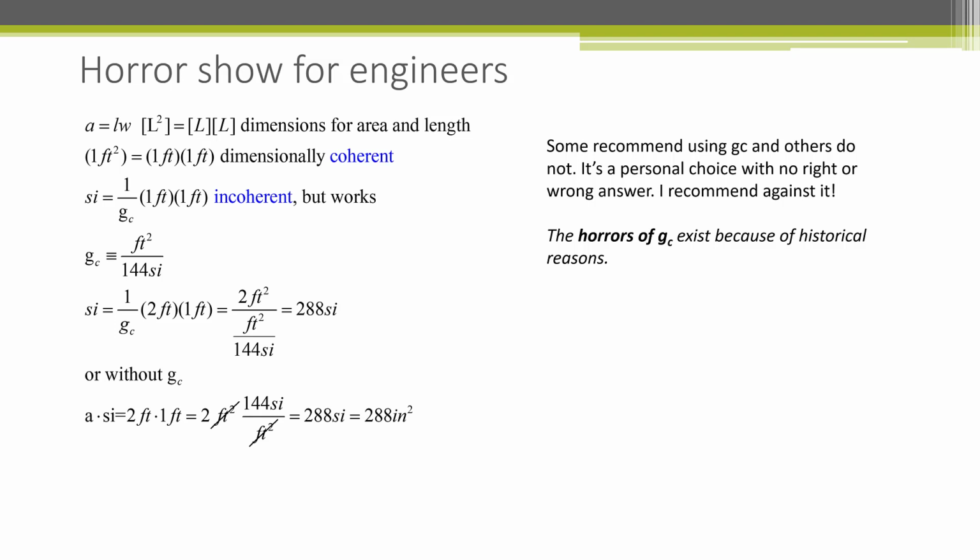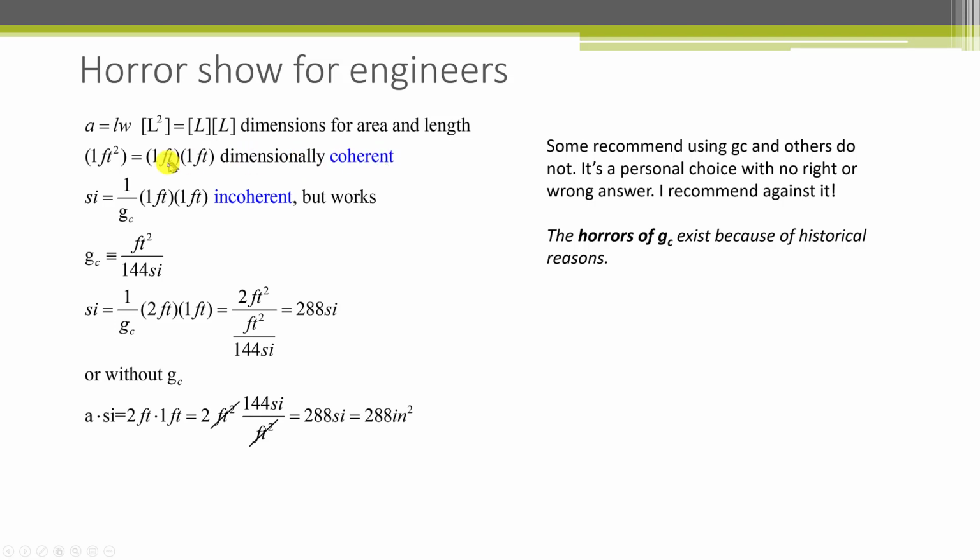So let's take a simple plot. We want to measure the area A equal to length times width. So the dimensions are length squared equal to length times length. You can see 1 foot squared is equal to 1 foot times 1 foot. That's pretty obvious. It makes sense. The most important point is that this is dimensionally coherent.